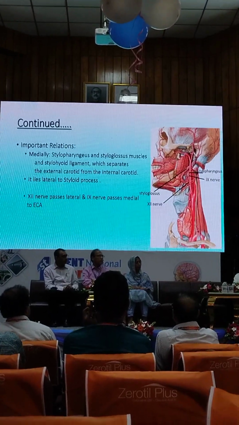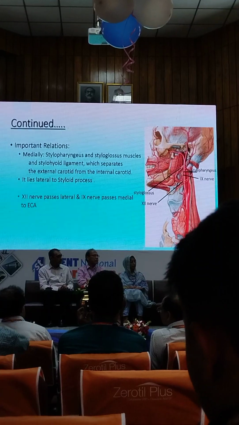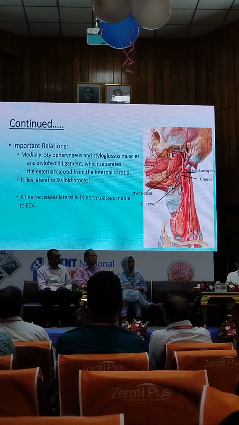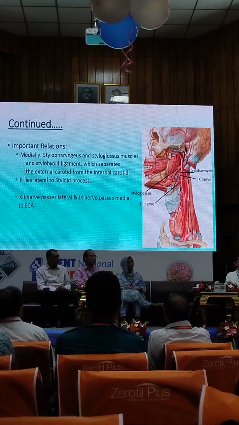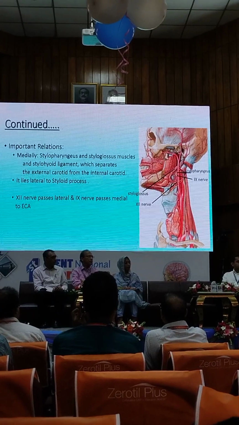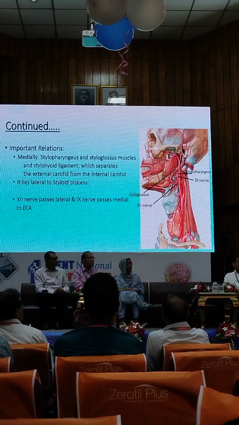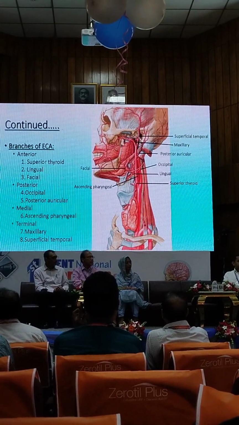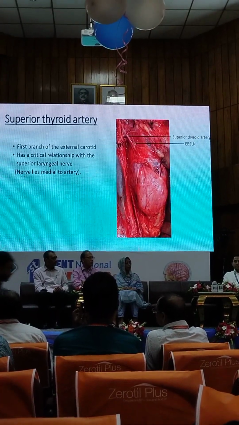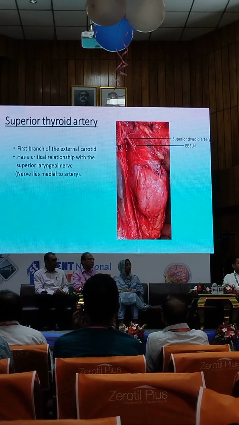It lies lateral to the styloid process and the connecting muscles, and the hypoglossal nerve passes lateral, and the glossopharyngeal nerve passes medial to the external carotid artery. These are the branches of the external carotid artery, of which the superior thyroid artery is important for us.